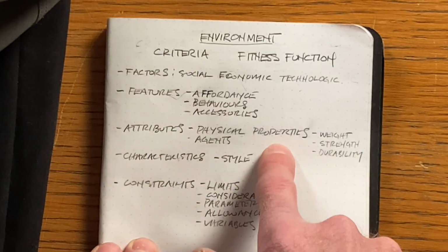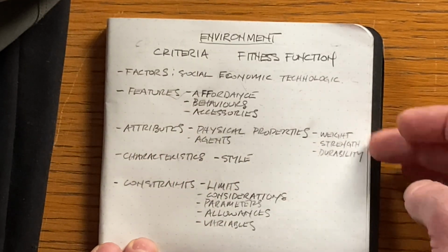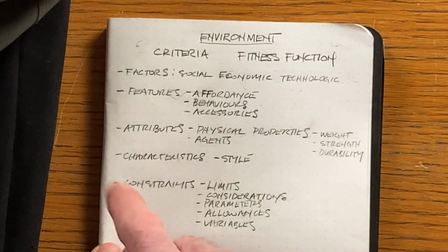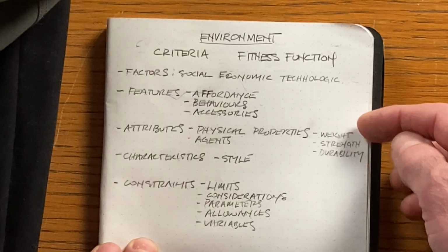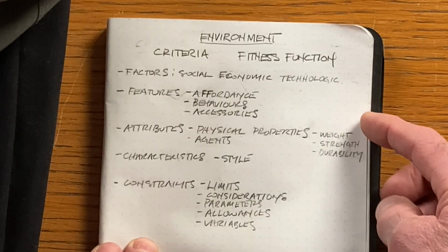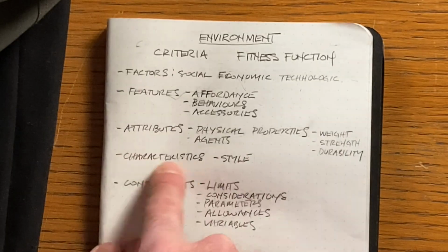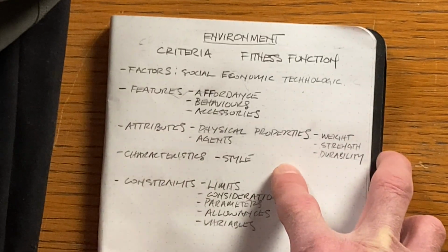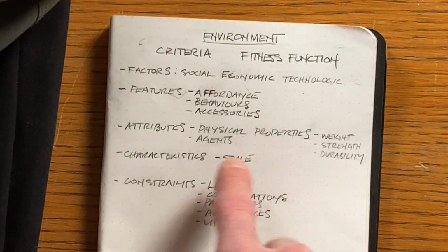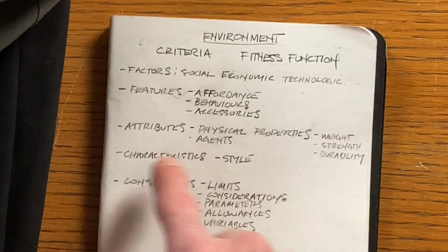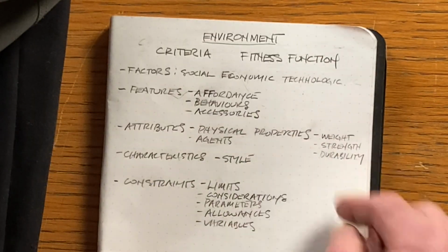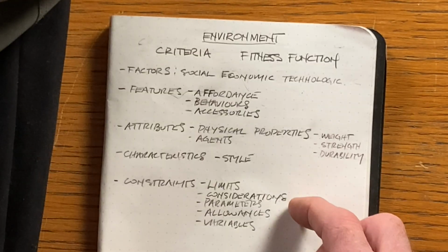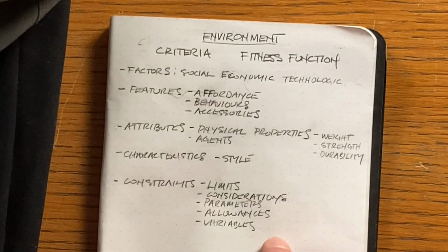Attributes, which will be the physical properties, such as the weight, the strength, and the durability of things. I threw agents in here, as we always want to be reducing weight, increasing strength, increasing durability. I consider things like characteristics to be more of the style, the colors you're going to use, and there's a lot of function that comes into this as well, but for characteristics, I'm just going to consider it to be style. And then there's going to be the constraints. These will be the limits, the considerations, the parameters, the allowances, the variables.